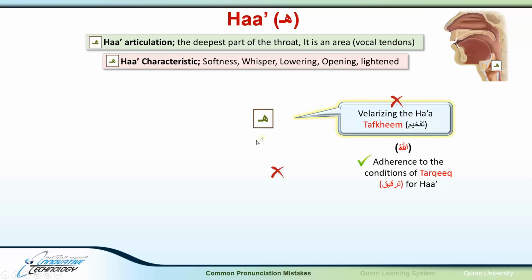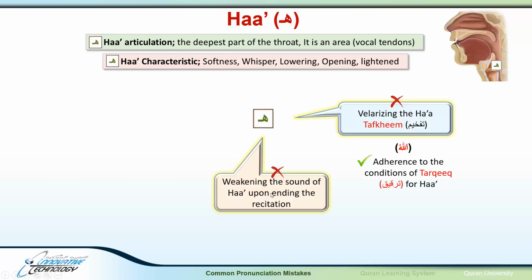The second mistake for the Ha is weakening the sound of the Ha upon ending the recitation or stopping on it. An example to explain that: فعلوا, without really making a Ha, as if it ends with a waw without a Ha. This is wrong. The right way of pronouncing it is فعلوا. So there is a Ha, but it's a light one. Make sure to clarify the Ha.